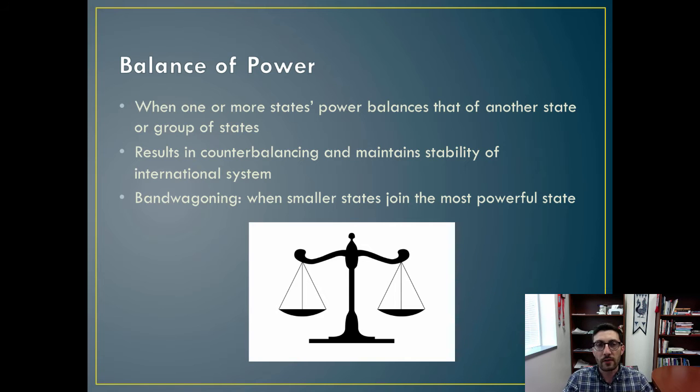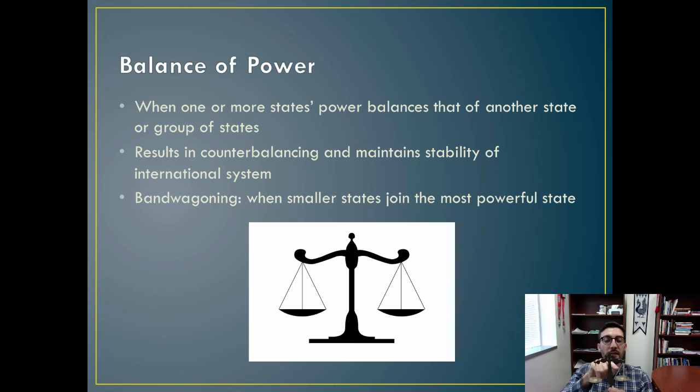All right, another important concept is known as the balance of power. And this is when one or more states' power balances that of another state or group of states. And this results in counterbalancing and helps to maintain the stability of the international system. Because if you think about it, kind of like in physics, right? You want the system to be in equilibrium or stasis. So if you have any one state, just use my little scale here for example, right? If you have any one state that has a preponderance of force in the international system, that may weigh the balance of the international system in its favor because it has such a gravitational pull due to all of the military or the soft power that they wield and so forth.